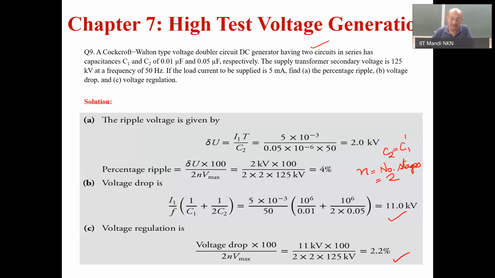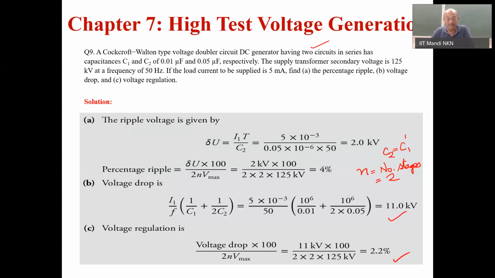So that will work out this way: voltage drop into 100 upon 2n V max. Because you have calculated the voltage drop for the full load, when there is no voltage drop, that means you have the peak value, or the maximum voltage, at the output. That will be achieved only when there is no load.